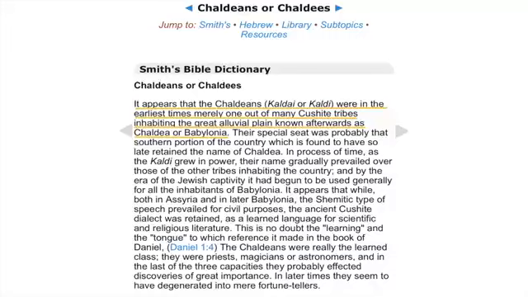So now let's look at the Chaldeans. Let's specifically go to them. According to Smith's Bible Dictionary, it appears that the Chaldeans were in the earliest times merely one out of many Cushite tribes inhabiting the great alluvial plain, known afterwards as Chaldea or Babylonia. So according to Smith's Bible Dictionary, Chaldeans may have been a Cushite people, and of course Cushite is a very flimsy term. Basically, they're saying that they could have been black.